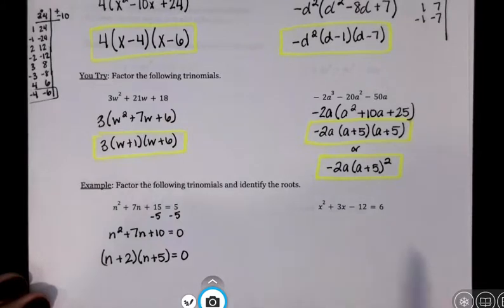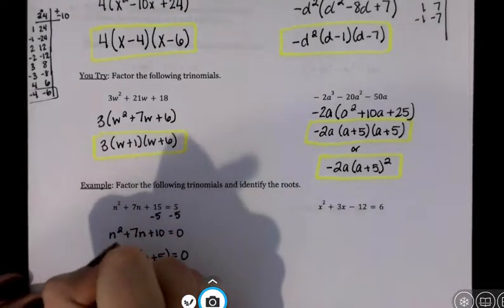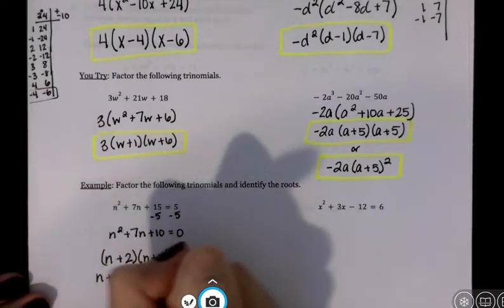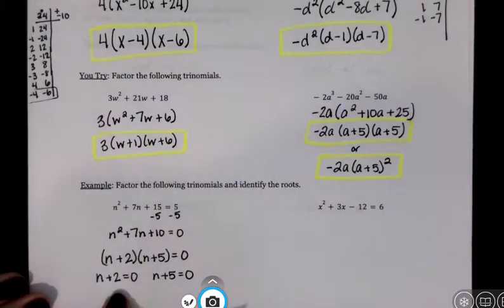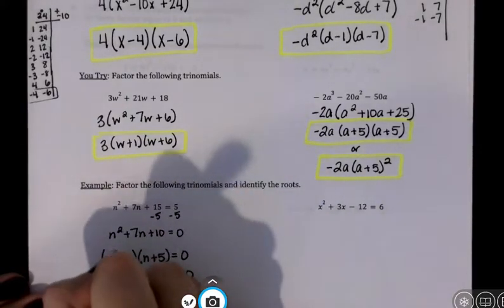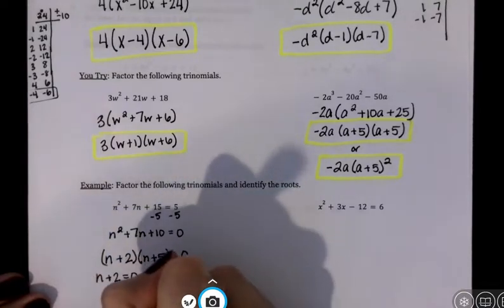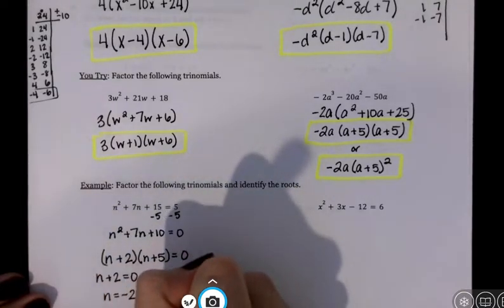Now, since it actually says to identify the roots, I need to set these each equal to 0 and solve. So I'm going to take my n plus 2 equals 0 and then n plus 5 equals 0. If I solve the equation on the left, I would get n equals negative 2. And then the equation on the right, I would get n equals negative 5.